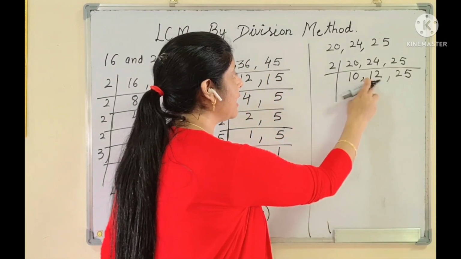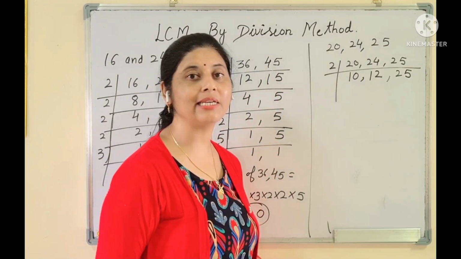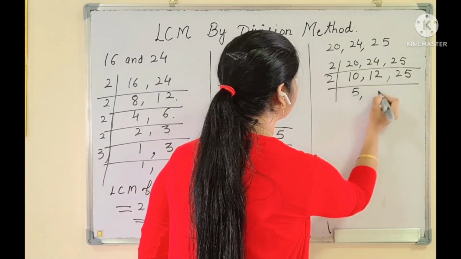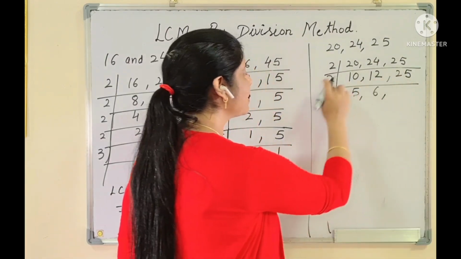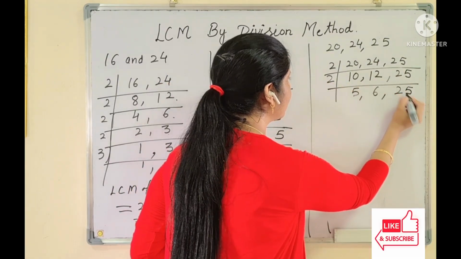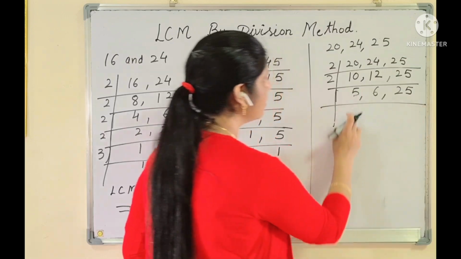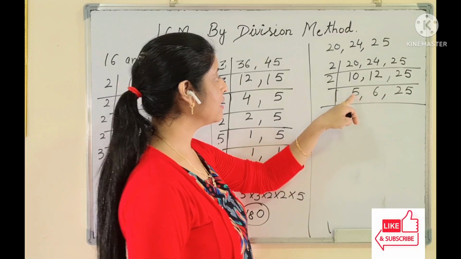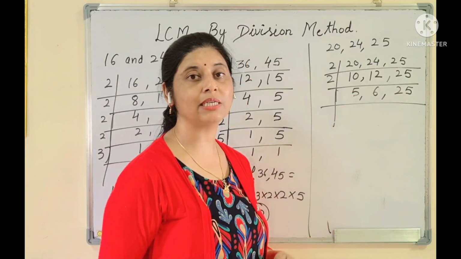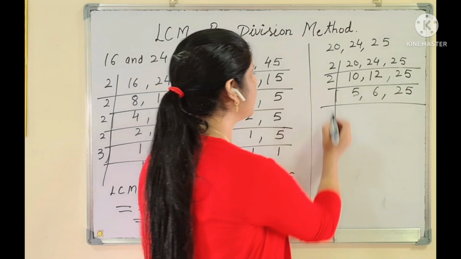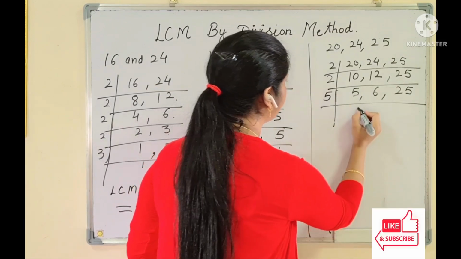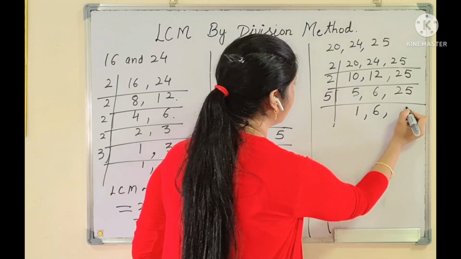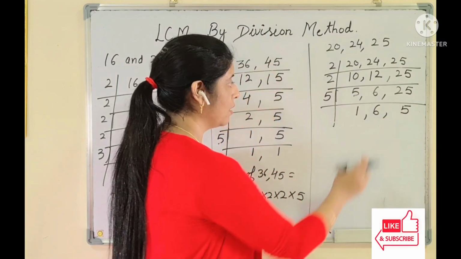Again we have 10 and 12, even numbers, so again they are divisible by 2. 2 5s are 10, 2 6s are 12. 25 is not divisible, so write 25 as it is. See here we have 5, 6 and 25. 5 and 25 both come in the table of 5, so first we will divide by 5. 5 1s are 5. 6 is not divisible, so write 6 as it is. And 5 5s are 25.